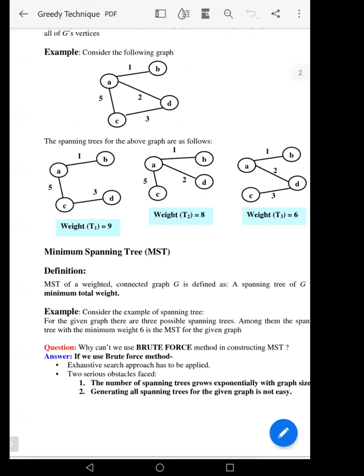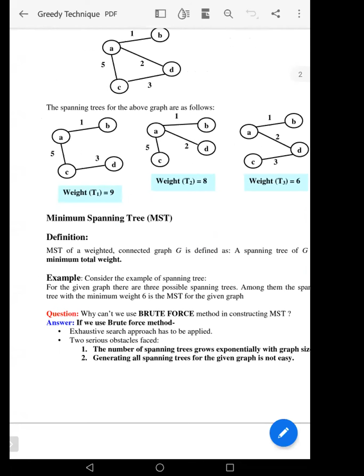So that's where the concept of minimum spanning tree comes. What is the minimum spanning tree? The minimum spanning tree is a tree whose sum of the weight of the edges is minimum. We can form any number of spanning trees from the given graph, so we can calculate the sum of the weight of all the spanning trees. The tree having the minimum weight is called the minimum spanning tree.